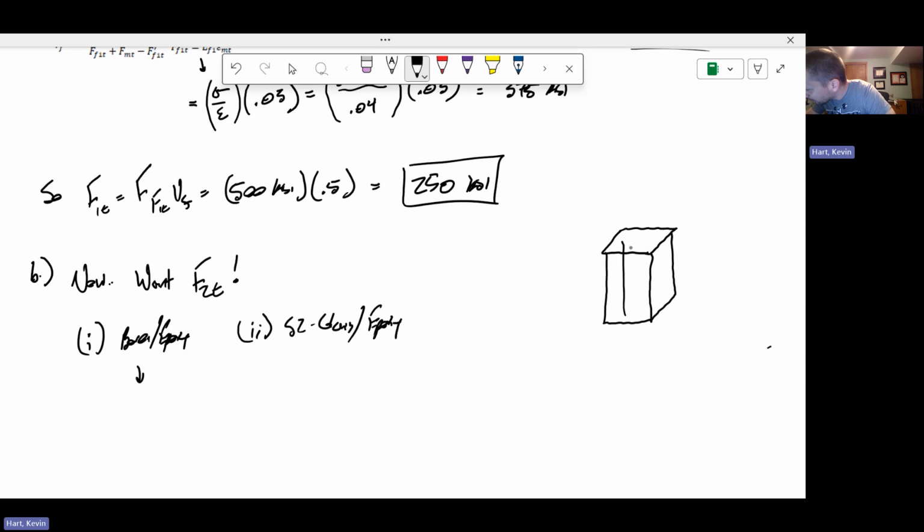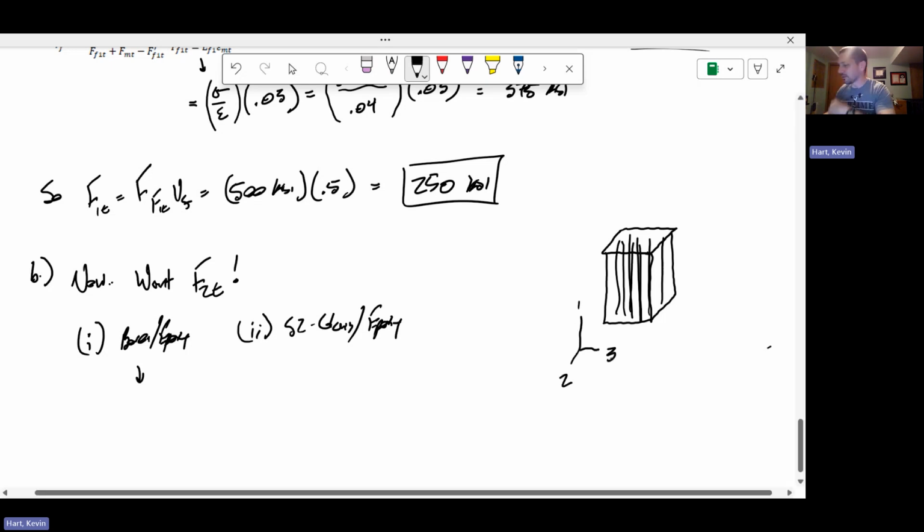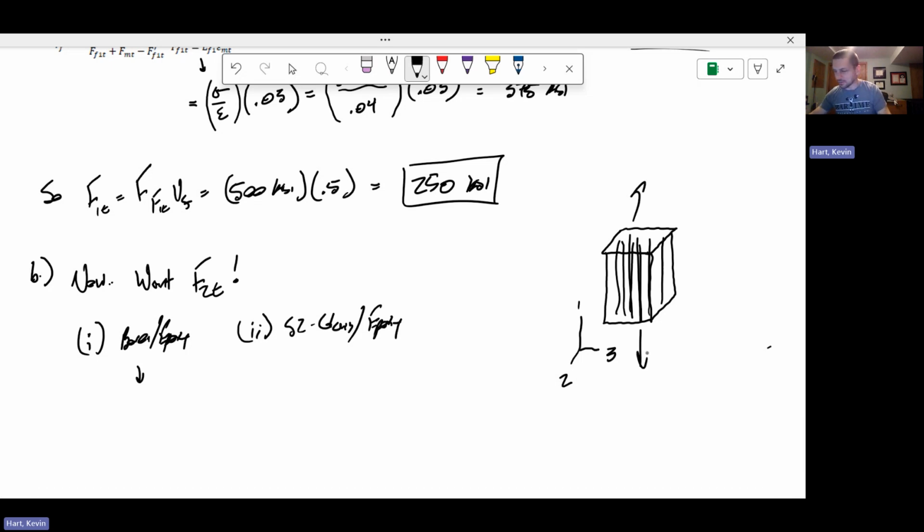So here's your unidirectional composite. All your fibers are kind of moving in this general direction. Remember what our coordinate system typically is. We say 1, 2, 3 is very common, right? So the one direction is in the direction of the fibers. That's the one direction. And then the two direction is this way.